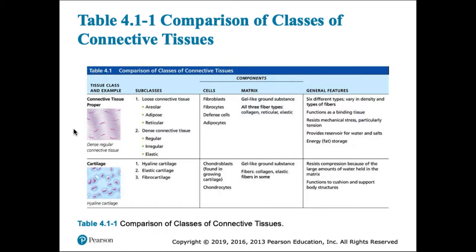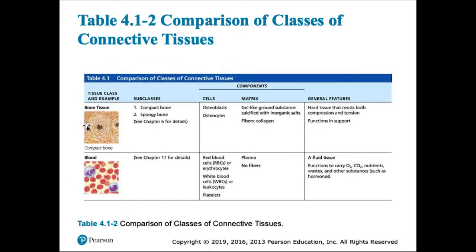So this is sort of a comparison of each of those classes of connective tissue. Connective tissue proper has some subclasses. It's got loose connective and dense connective. And lots of different cells are associated with it, but fibroblasts, fibrocytes, defense cells, and adipocytes are examples of those. The matrix inside is sort of gel-like, and they have some fibers, like collagen, reticular, and elastic fibers. Cartilage has some subclasses of hyaline cartilage, elastic, and fibrocartilage. There's a gel-like substance in there as well, and of course, fibers like collagen and things like that.